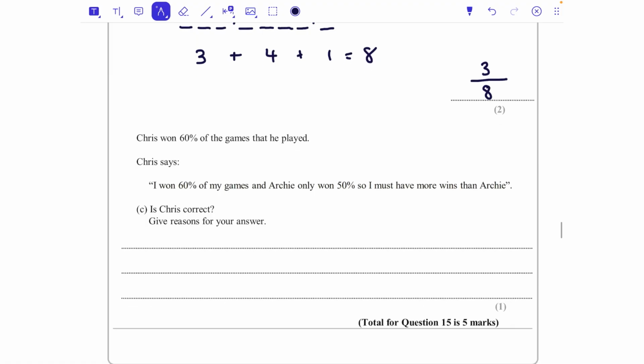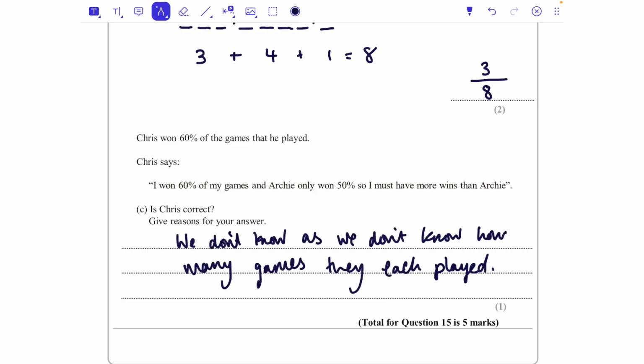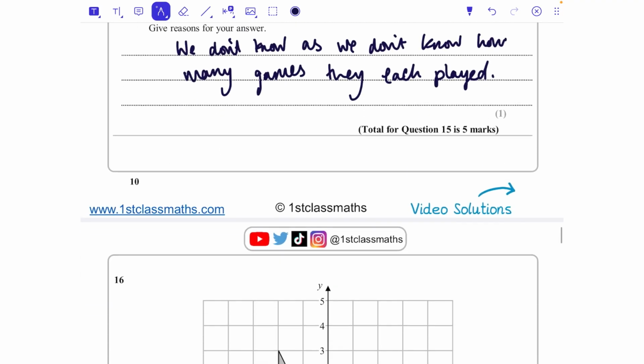Chris won 60% of the games that he played. Chris said, "I won 60% of my games and Archie only won 50%, so I must have more wins than Archie." Is Chris correct? Well, if they played the same number of games, then yes, he would. But we don't know how many games they played. It might be that he only played 5 games and Archie might have played 100 games. So we don't know what it's out of, so we don't know who won more games in total. We only know the percentage, we don't know how many games they actually played.